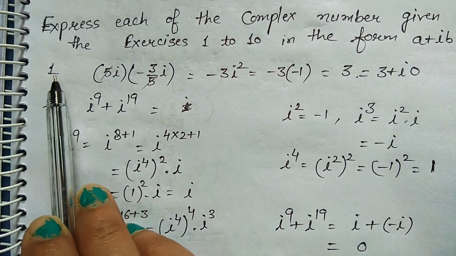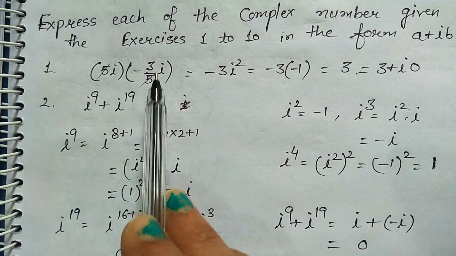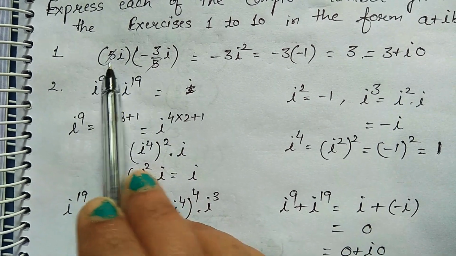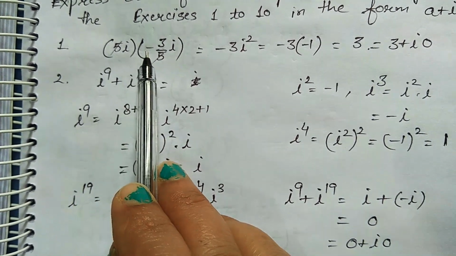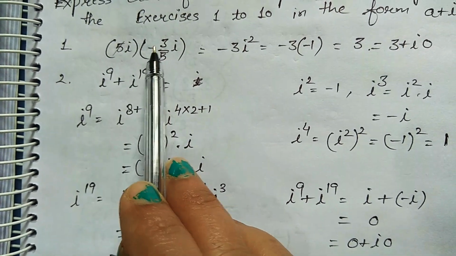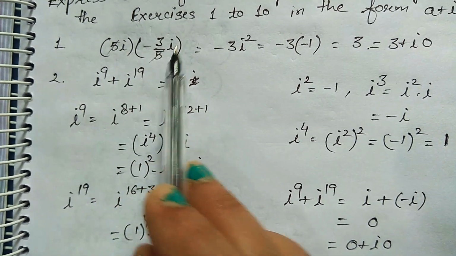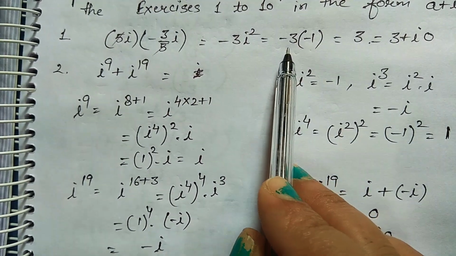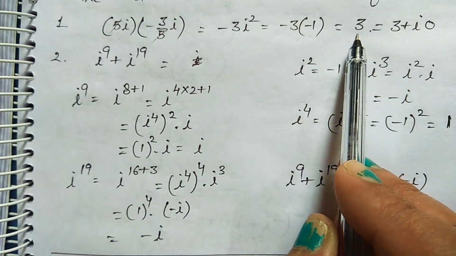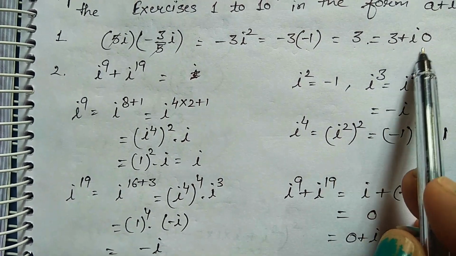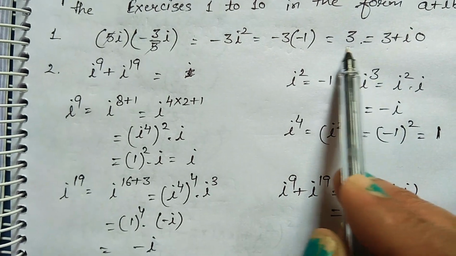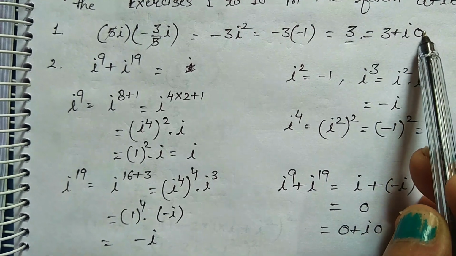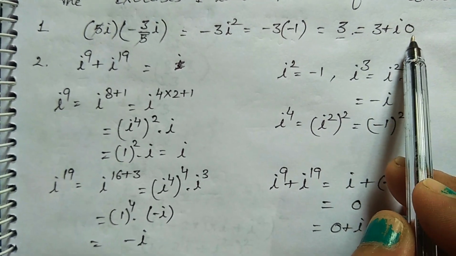In the first question, 5 iota into minus 3 by 5 iota is given. We have to solve it. 5 cancels with 5 because multiplication is here, and minus 3 will be left. Iota into iota is iota square, and we know that iota square value is minus 1. So it is minus 3 into minus 1, which is plus 3. So we can write this as 3 plus iota into 0 because it is a purely real number, no imaginary part. So we take the imaginary coefficient as 0. So 3 plus iota into 0.